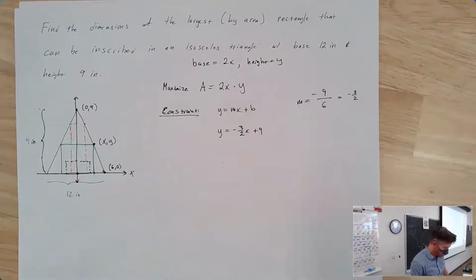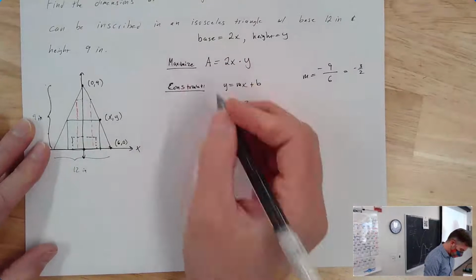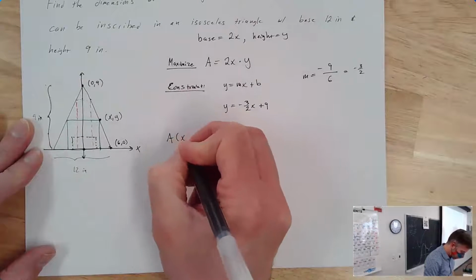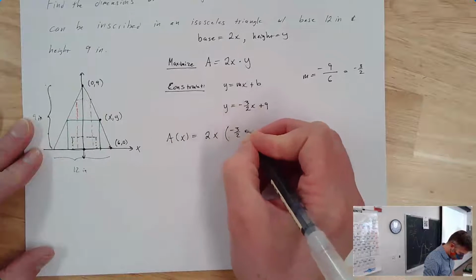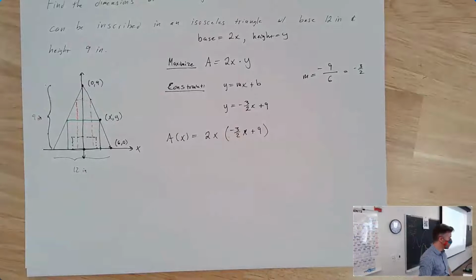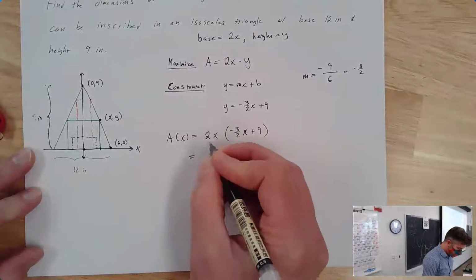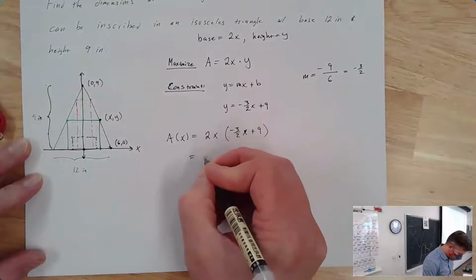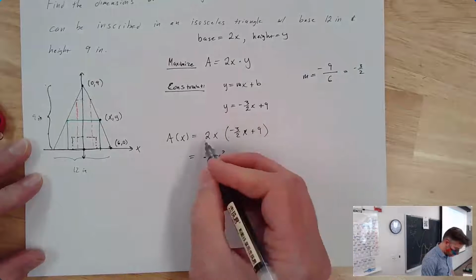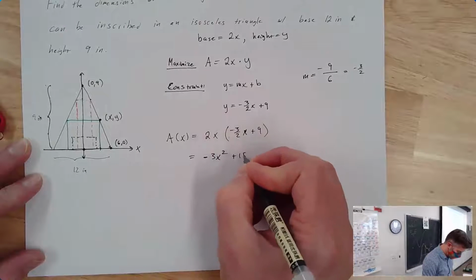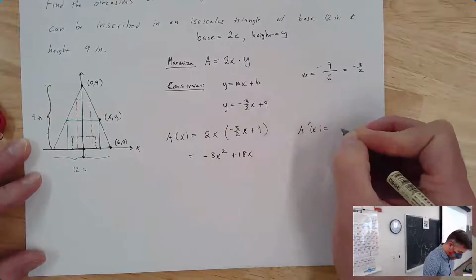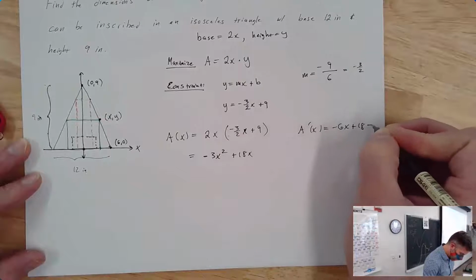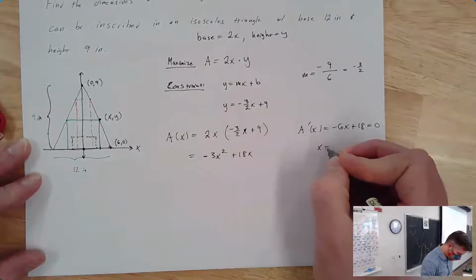so that I could write the equation of the line fairly straightforwardly. And now we're going to rewrite the area as a function of x, 2 times x times y. That's definitely something we're capable of maximizing. Let's multiply it out. 2x times negative 3 halves x is going to be negative 3x squared, and 2x times 9 is 18x. Our derivative is going to be negative 6x plus 18. I set that equal to 0, and we're going to get x equal to 3.